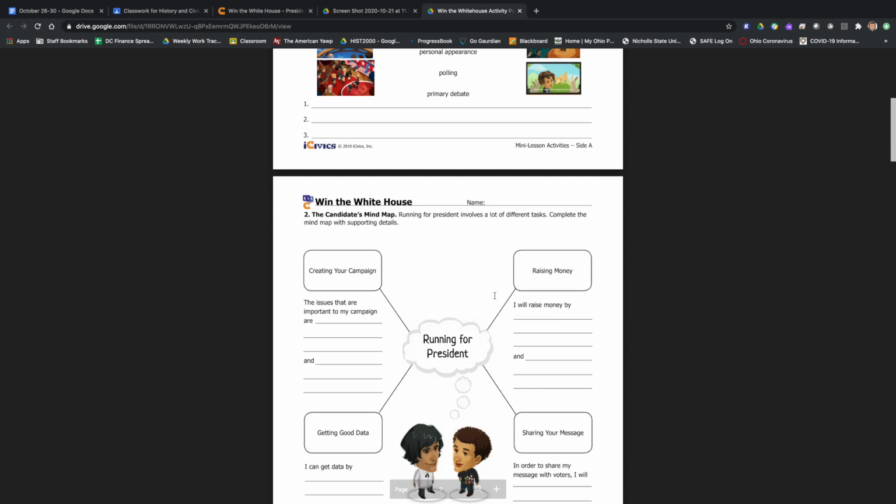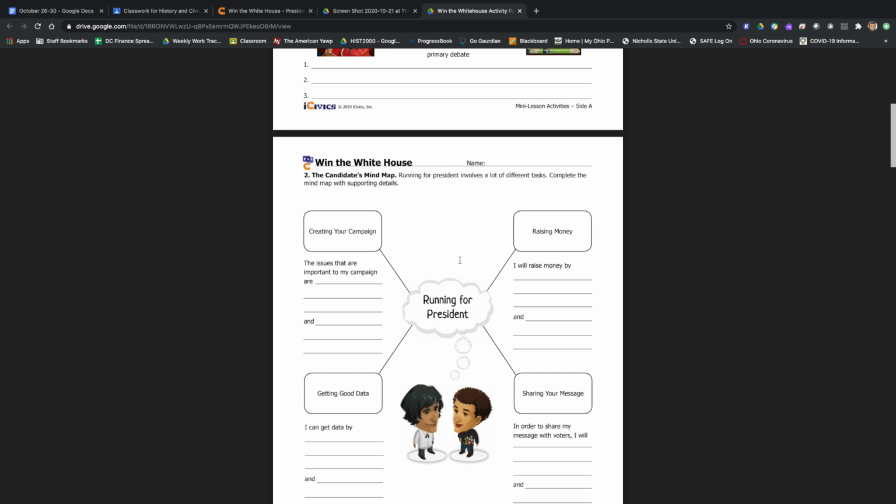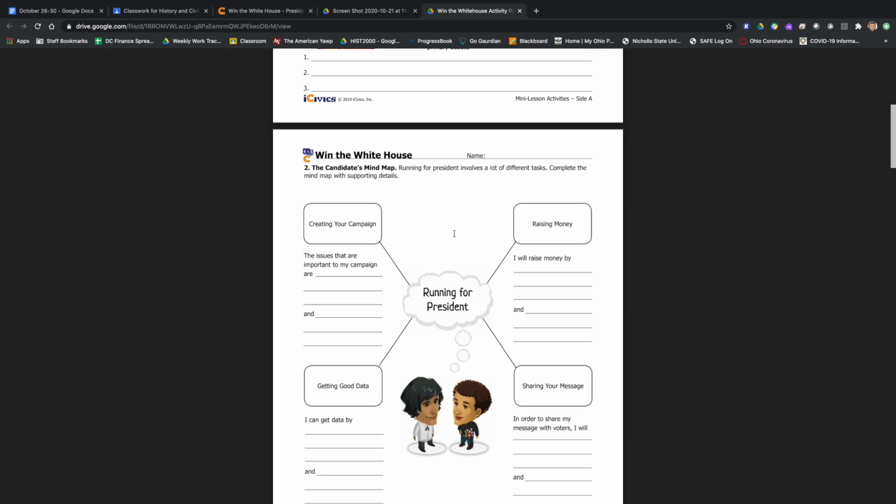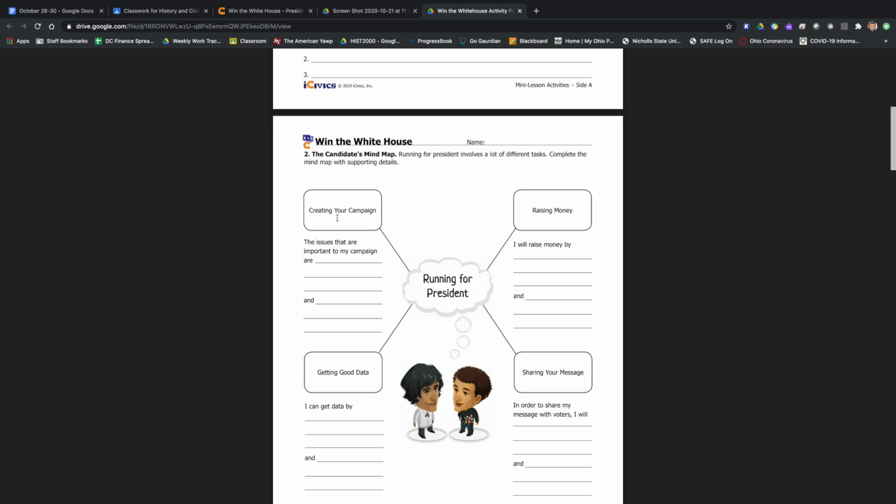Next, you have the candidate's mind map. Running for president involves a lot of different tasks. Complete the mind map with supporting details. So, you start with creating your campaign. The issues that are important to my campaign are 1 and 2. What were the different issues that you chose when you played Win the White House? What were 2 of them that were really important to you? Okay, next, raising money. It takes a lot of money to run for president. I will raise money by doing this and this. What are the 2 ways that you raised money in the game?